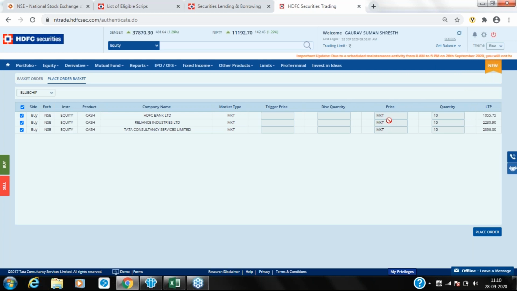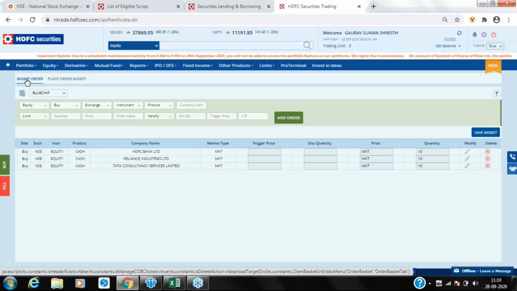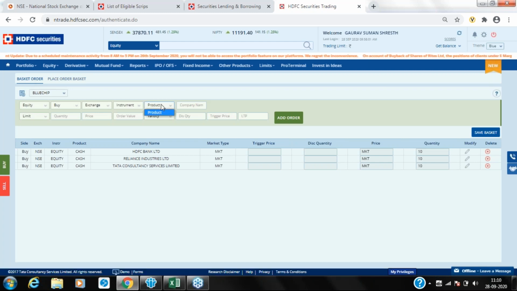In the example that I have given, I have selected a market order, but you can also go with the limit order facility. And I have given the normal cash product example, but you can also go with the normal intraday facility or with the derivative market also, derivative stocks, like the future or the option. So this is the basket order facility.